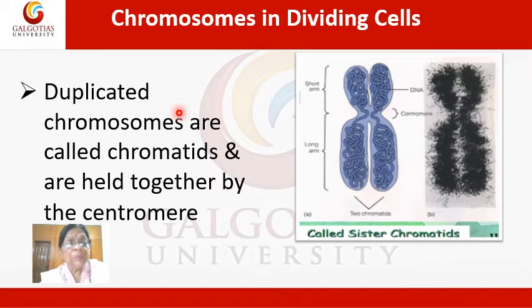Chromosomes in dividing cells. Now, how do the chromosomes look under the microscope? And this is the actual structure, and this area is known as the centromere, and these two are the chromatids. Chromatids have two arms. This is the short arm, this is the long arm. Now, the duplicated chromosomes are called chromatids and are held together by the centromere. This is the centromere, and it is the duplicated form of the chromosome, duplicating into two chromatids.